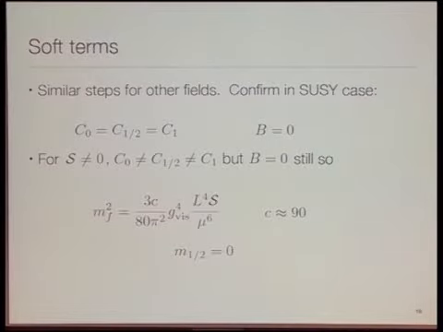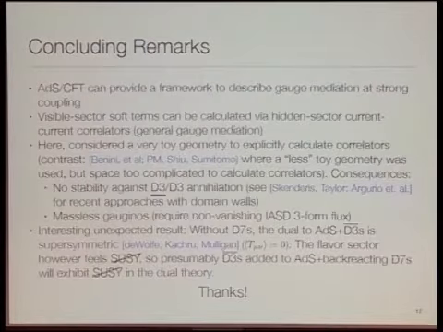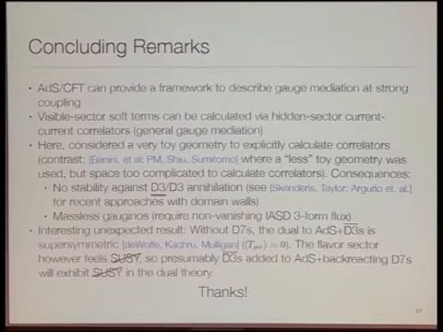And then I can use the formalism of general gauge mediation and arrive at this expression for the fermion mass, where C is approximately 90. And unfortunately, because B is vanishing, it turns out that the gaugino mass is also vanishing. Okay. So I'm essentially out of time, so I'm just going to leave this concluding slide up there. Well, thank you very much.